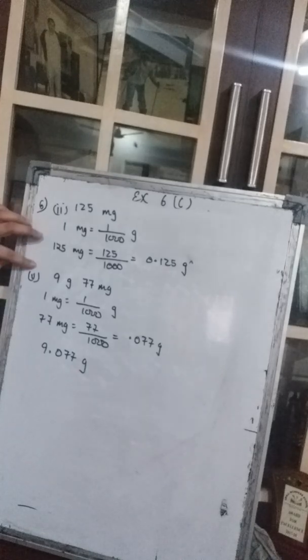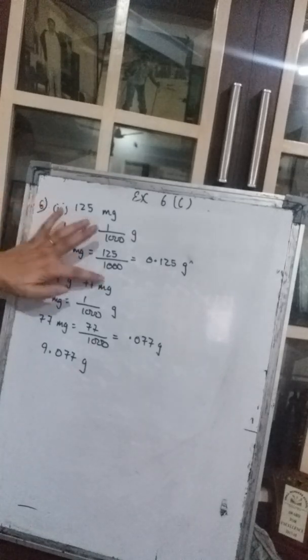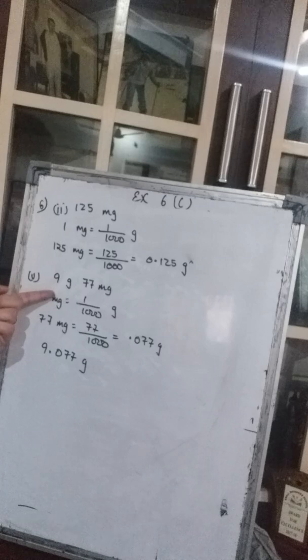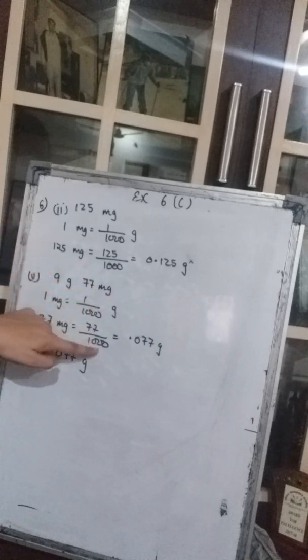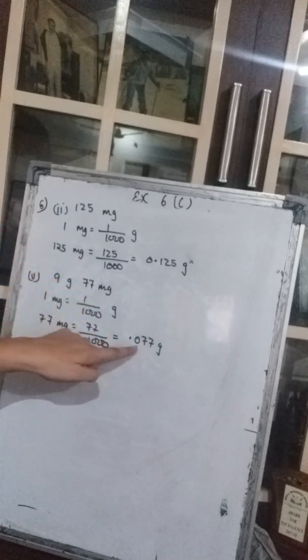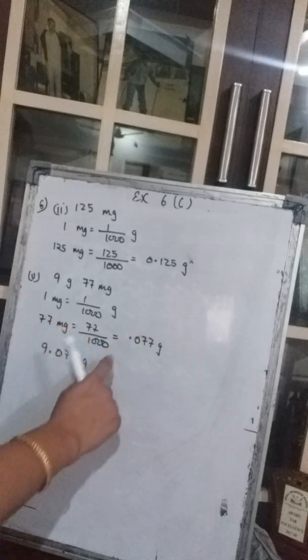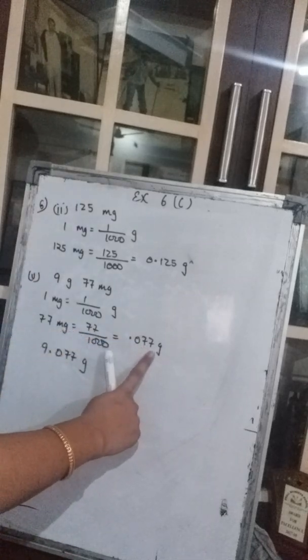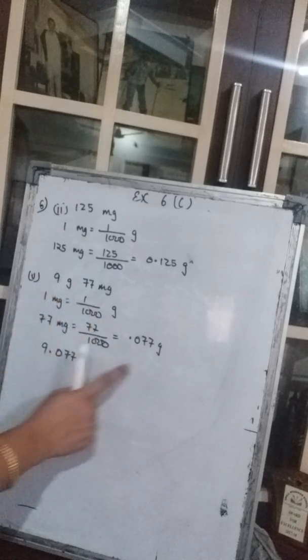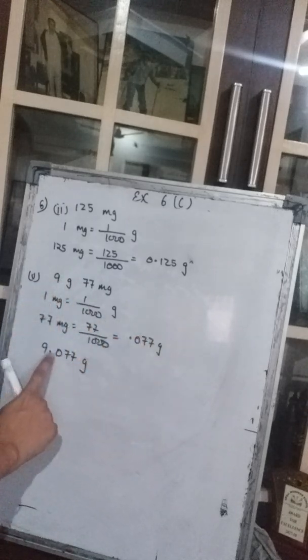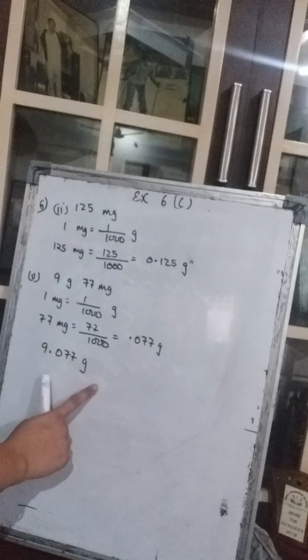Now 5th part, it's 9 gram 77 milligram. We have to convert this into gram. So this 9 is already in gram. Just hold it for a moment. We will do nothing with it. 77 milligram we will convert it into gram. When we convert it into gram, we get 0.077. Now collectively it will be written as 9. Write 9 as it is and take this decimal portion, 0.077 gram.